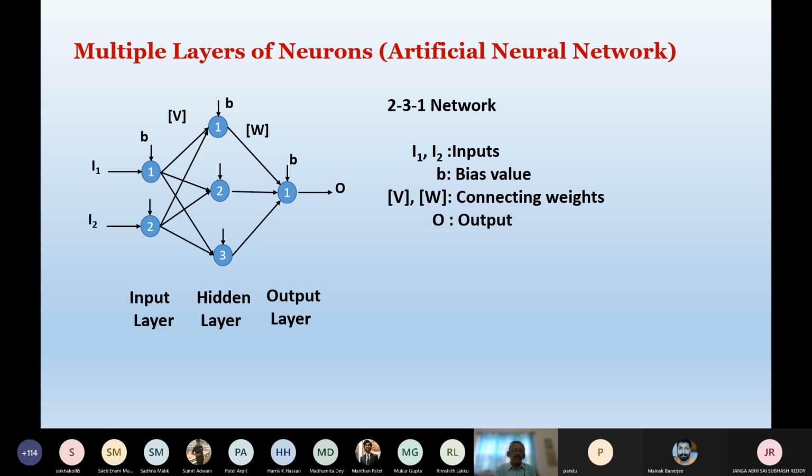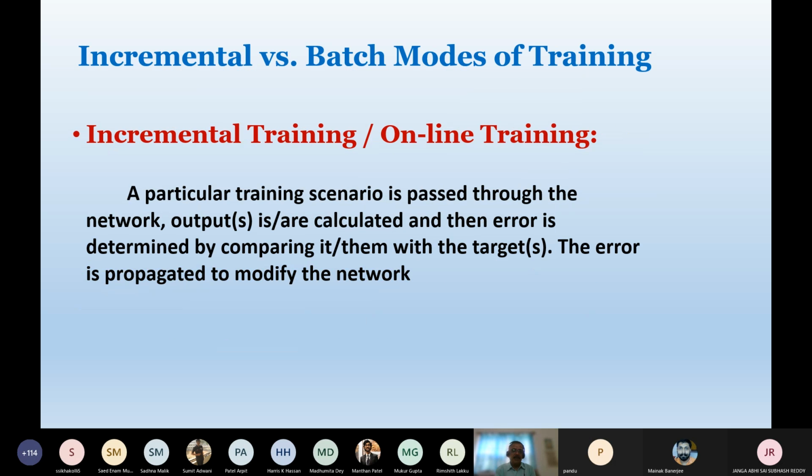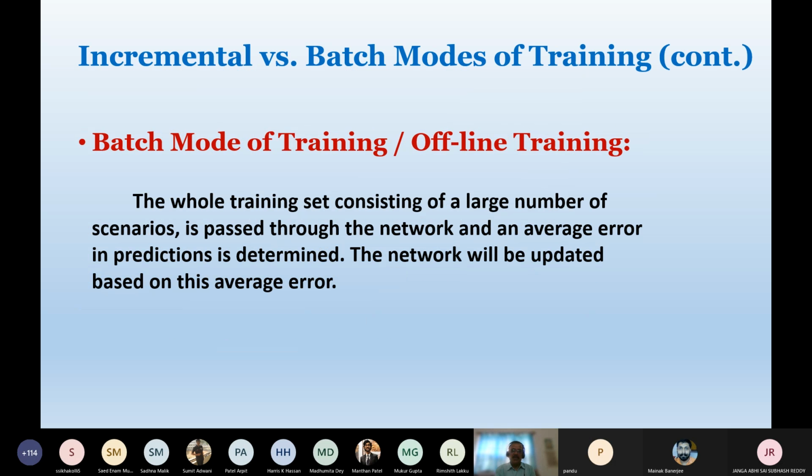Now another is the batch mode of training, that is also known as offline training. The principle is as follows. The whole training set consisting of a large number of scenarios is passed through the network and an average error in prediction is determined. The network will be updated based on this average error.